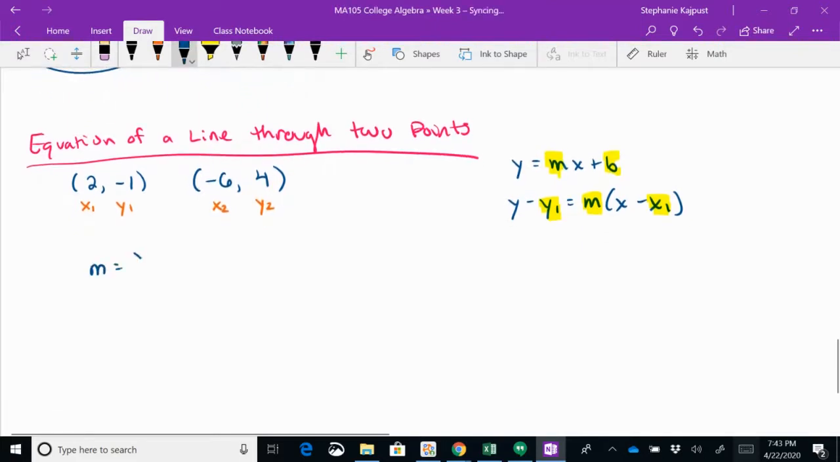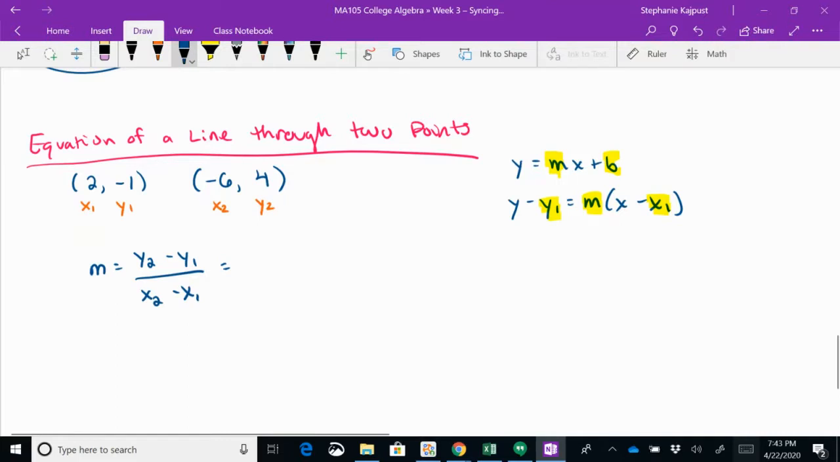So our formula for slope is y2 minus y1 over x2 minus x1. And those numbers, if they're below a variable, are just labels. So it's just labeling first point, second point. That's all it's doing.